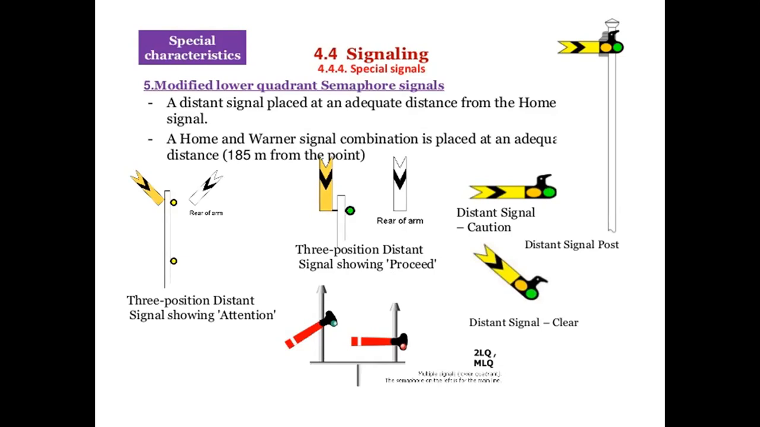This is the 3-post distant signal showing attention. This is the 3-post distant signal showing proceed, and this is the distant signal which indicates caution. This distant signal post is set to clear the vehicle from the track and proceed to the next station. And here you can observe the modified lower quadrant semaphore signals.